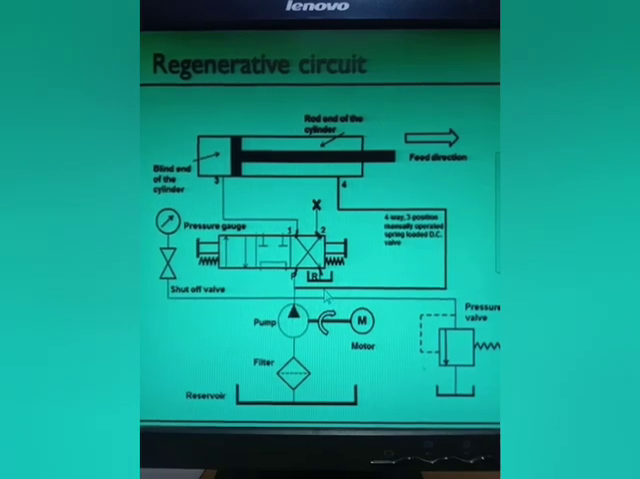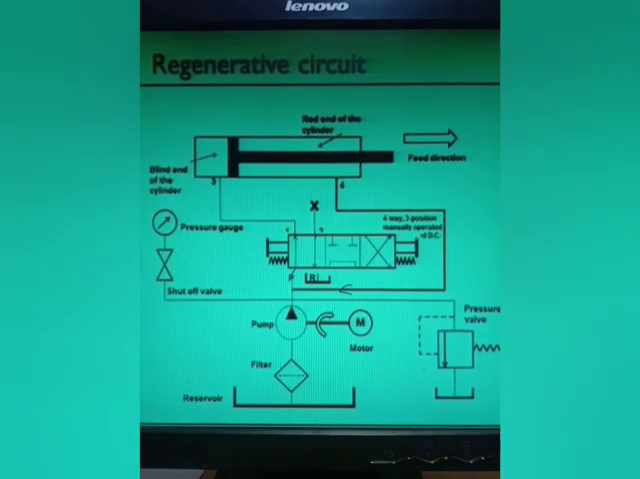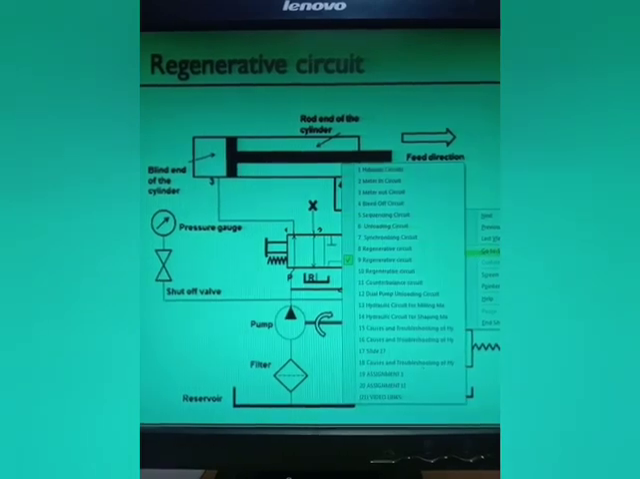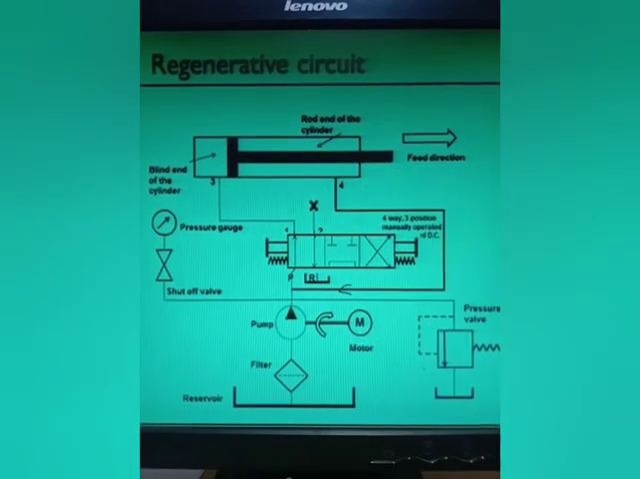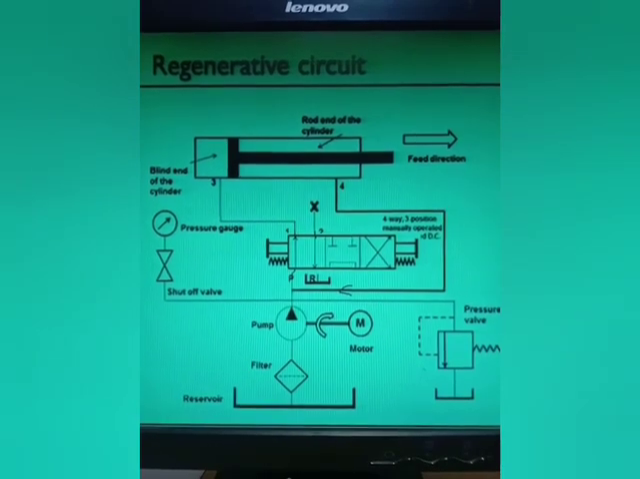So this is known as regenerative circuit. Now you understand why it is known as the regenerative circuit? Because, as you can see here, we are using this oil also for increasing the speed of the actuator. Instead of sending this oil to the reservoir, we are using this oil for increasing the speed of the actuator. So this is known as the regenerative hydraulic circuit. I hope you understand the regenerative hydraulic circuit.